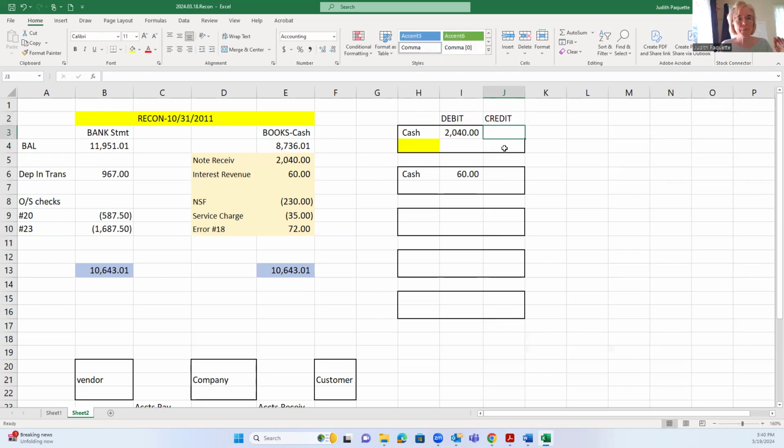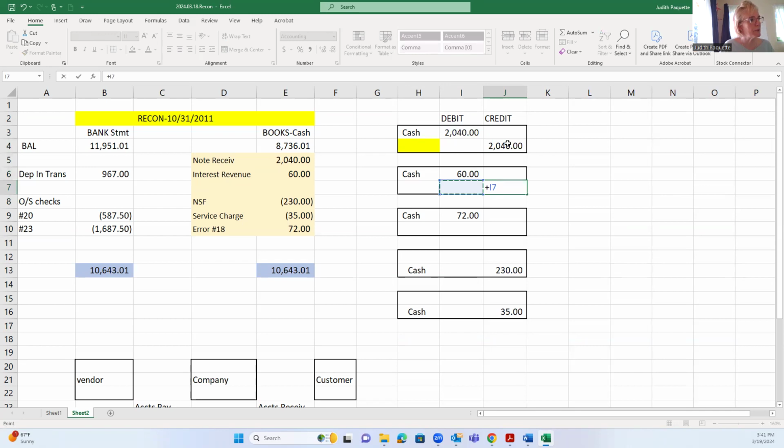Okay. So I'm going to build half of these journal entries, and then I'm going to take this last error, and it's an increase to cash. So that's another debit of 72. Then I'm going to take these subtractions, and now cash is going to be credited for 230, and cash is going to be credited for 35. Okay, you get that far and you are halfway there. So it's just a question of, is it a debit to cash, or a credit to cash? Okay, all right. And obviously the other half of this journal entry is the same amount, right?